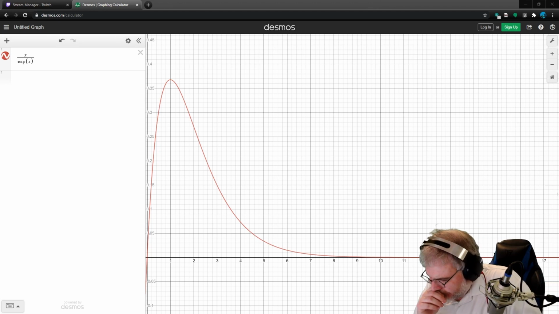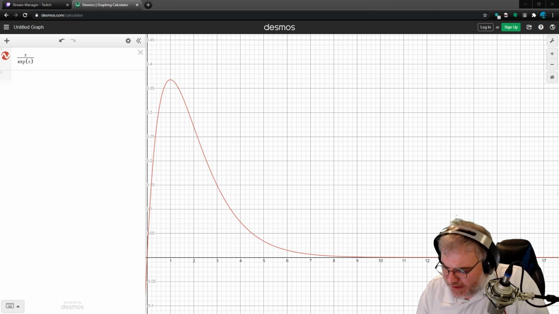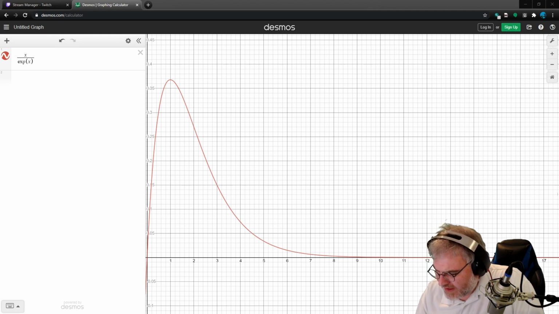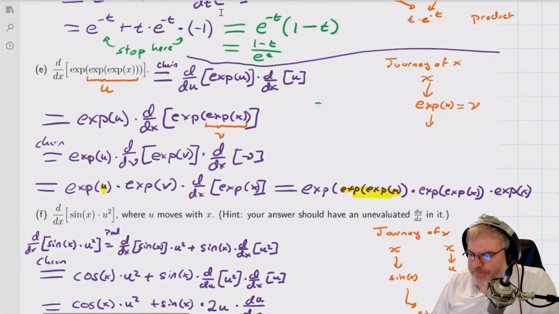Okay. All right. So here I've got, for part E, a double chain. So I've got e to the e to the e to the x. So the journey of x looks like this, right? I'm going to get e to the x, and then I'm going to do e to the e to the x. This journey of x does not look good, does it? For some reason, I want to erase. There we go. Thank you.